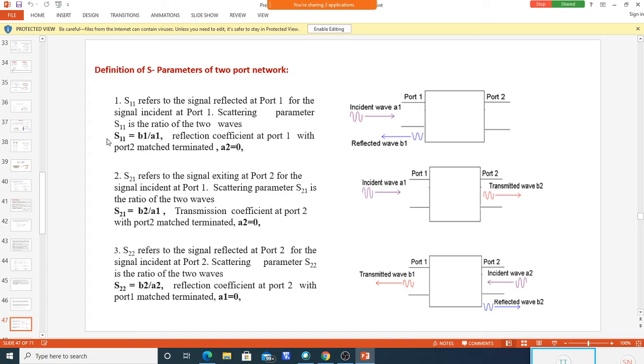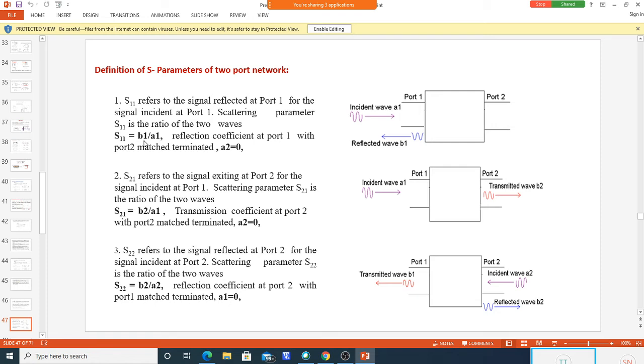Usually we will measure this S11. As I said, to measure these parameters we have an instrument called a network analyzer. You just connect a network analyzer here. To measure S11, A2 must be 0. That means there should not be any incident signal at port 2, so you should put a matched termination there, connect a network analyzer here, and measure S11.